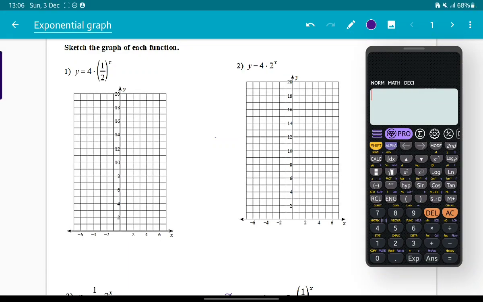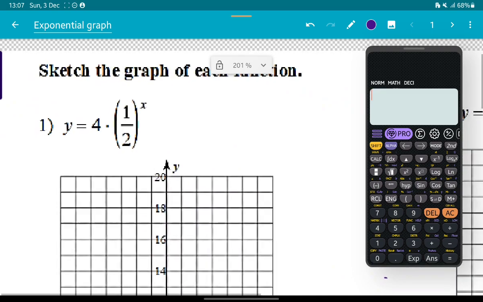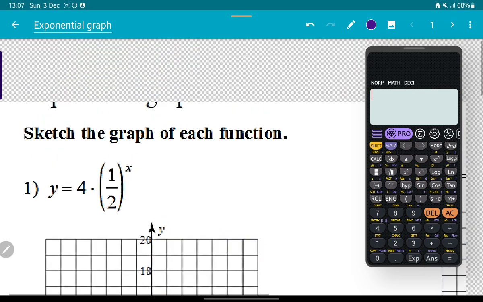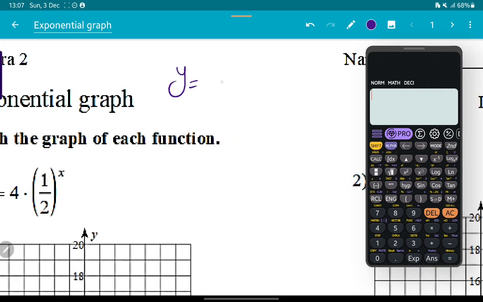Hello everyone. In this video I will teach you how to graph the exponential function. In this example the x, or the variable, is in the power, or it's the exponent. That's why we call this an exponential function. Then we have the standard form y equals a multiplied by b power x. Of course, we have a more advanced formula, but this would be for grade 10.